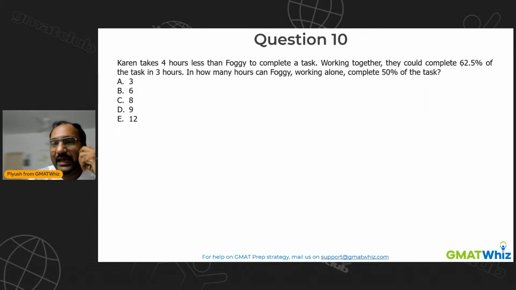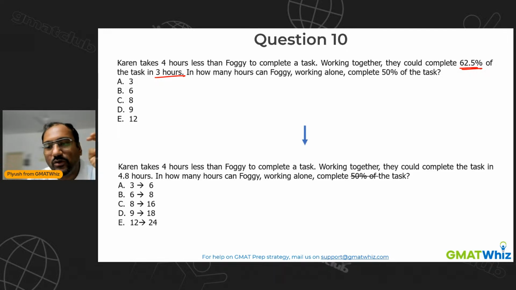See, there are a lot of things happening here. They said 62.5% is completed in 3 hours. So if they are doing 62.5% in 3 hours, I'll convert this to completing the task in 4.8 hours. If they do 5/8 of the work in 3 hours, you can just do 3 multiplied by 8 by 5, and you will get that the complete work is done in 4.8 hours. That's the LCM method I'm coming to.